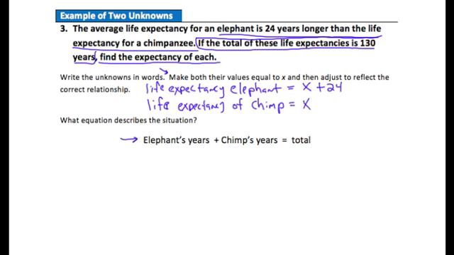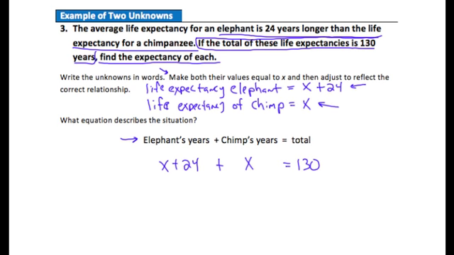Well, let's go ahead and fill that information in. Let's start with the total because I think that's always the easiest. Together, they're supposed to live 130 years. That's our total. And now all we have to do is fill in the elephant's years. Well, we know that because we've written it right up here. We described it. We said that that was x plus 24. So x plus 24. And now we want to get the life expectancy of the chimp. Well, we know that. We wrote it right here. That was x. There is our equation.